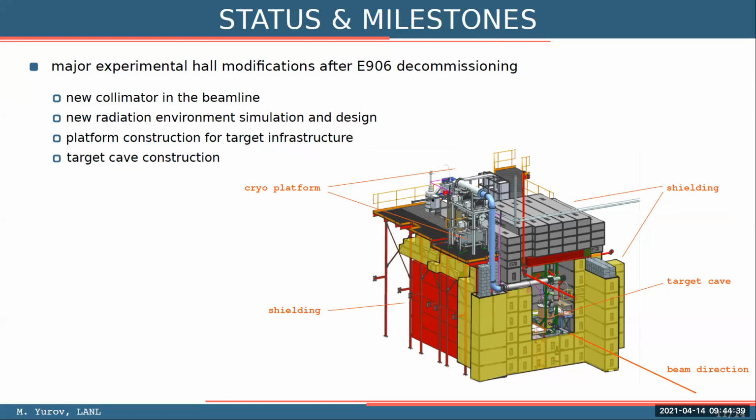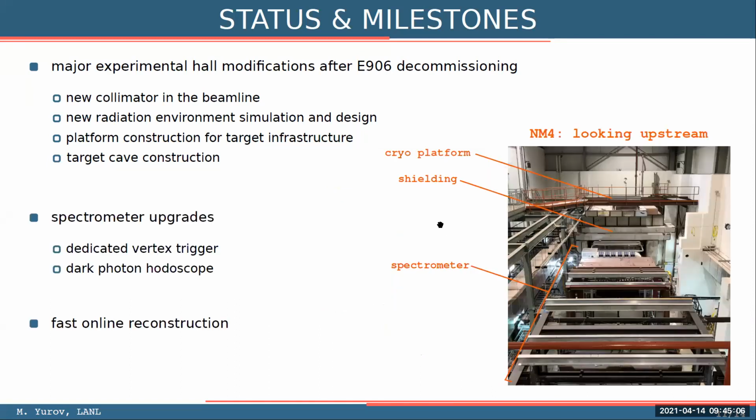We had to design and construct a new collimator to protect the target magnet from quenching on residual beam halo. A new target cave and cryo platform for the target infrastructure had to be constructed, which is shown schematically here. The target subsystem resides on top of the shielding blocks, for which a new radiation environment simulation has been done. And the spectrometer is located behind the target. Here you can see a view from the back of the spectrometer in the upstream direction.